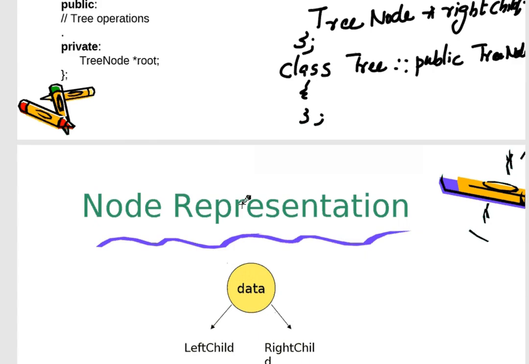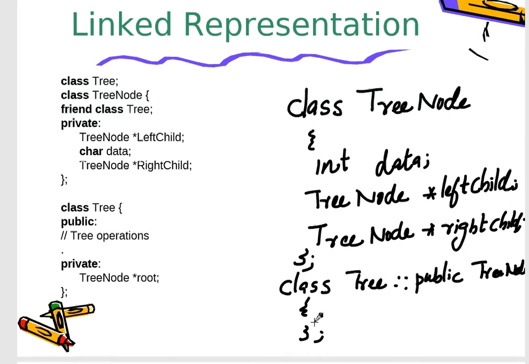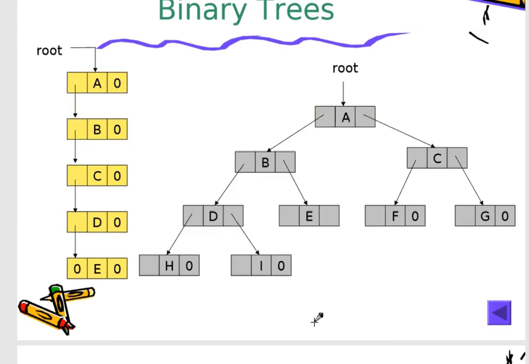This can be represented here: in the TreeNode, the data field is integer data and it has 2 pointers for the left child and right child. Those pointers will be of TreeNode type: TreeNode star leftChild and TreeNode star rightChild. Now whenever you are creating a class Tree, you can either make it public or you can inherit this TreeNode into that class. So this is a linked representation of a binary tree.